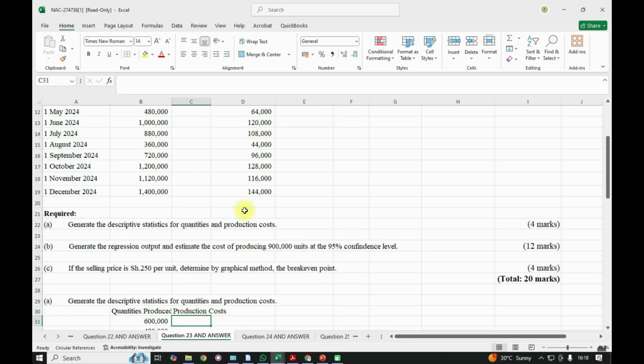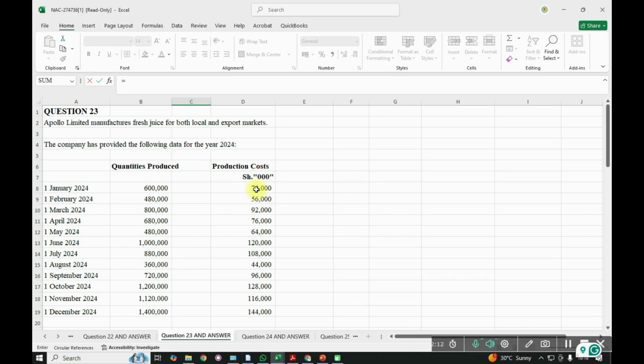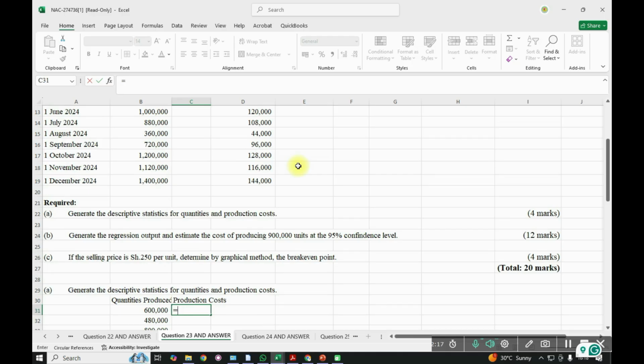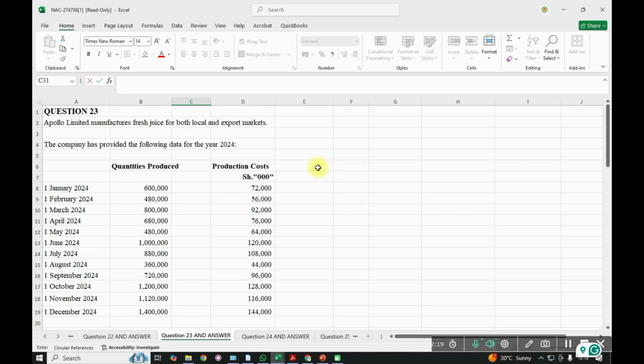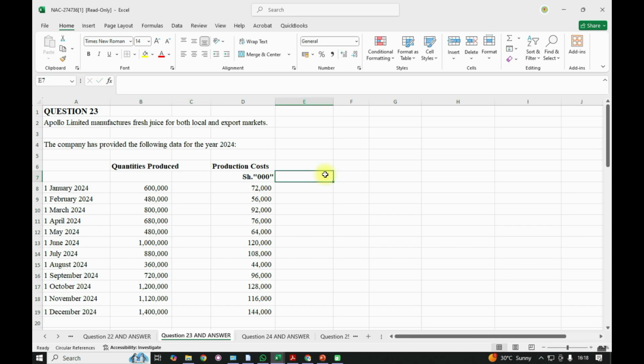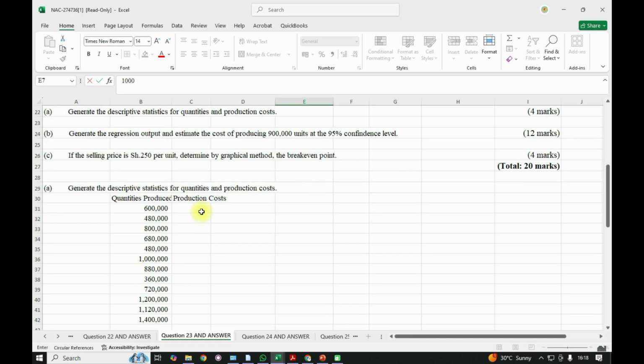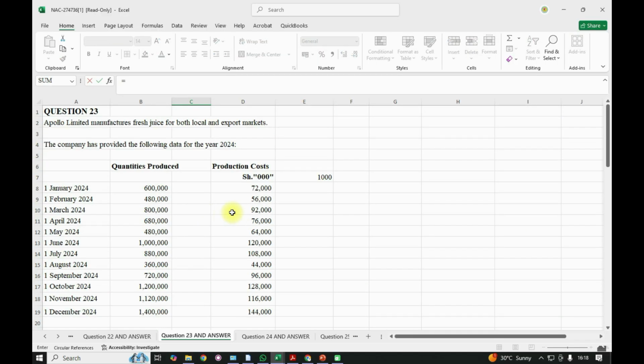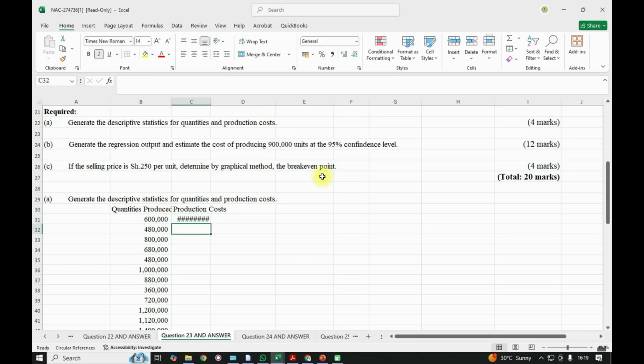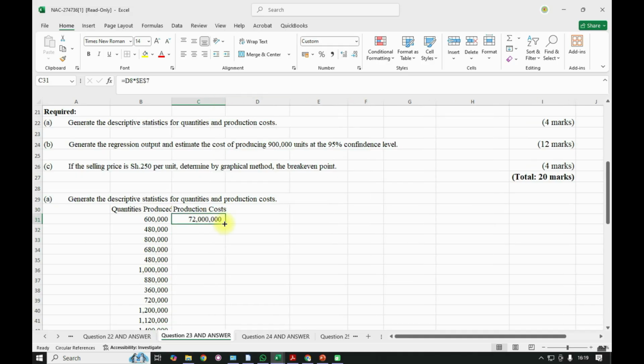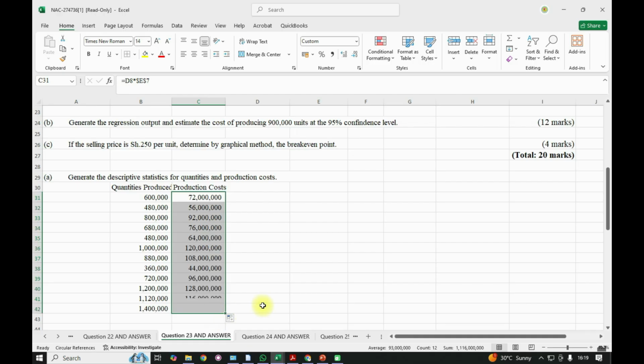And production, I'll pick the full values. Remember, these are in thousand, and we said if you want to put them in a full value, we shall have to multiply them by 1,000. Just write 1,000 value here and I will multiply them by 1,000, which I will lock, multiplied by 1,000, and I will lock this using a F4 so that I use the full values, the way they are.